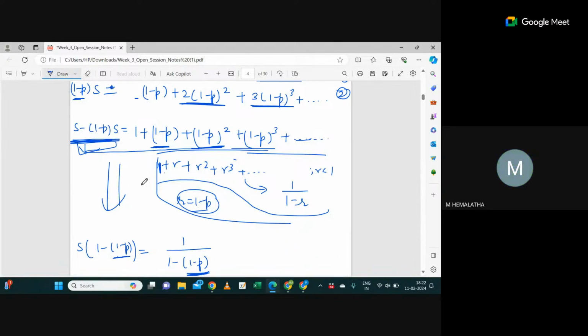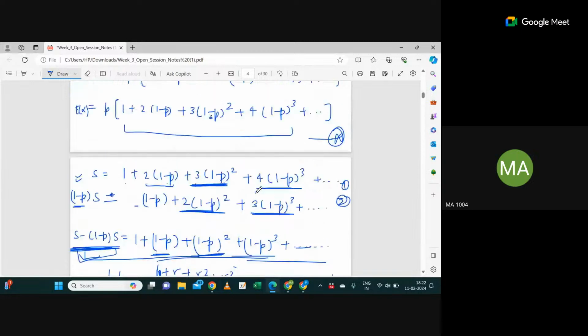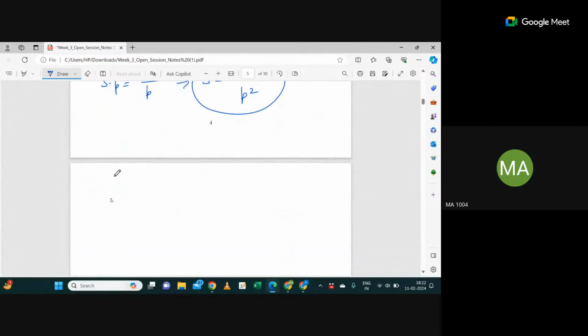So now here, 1 will get cancelled out, and I will have s into p equal to 1 upon p. So from here, I got s equal to 1 upon p square. This is the value of s. So the expected value of x will be p into 1 by p square, which is 1 upon p, the expected value of a geometric random variable. Is this clear to all of you?